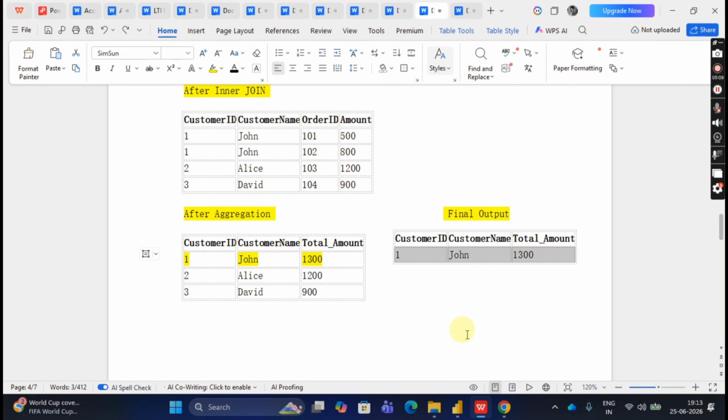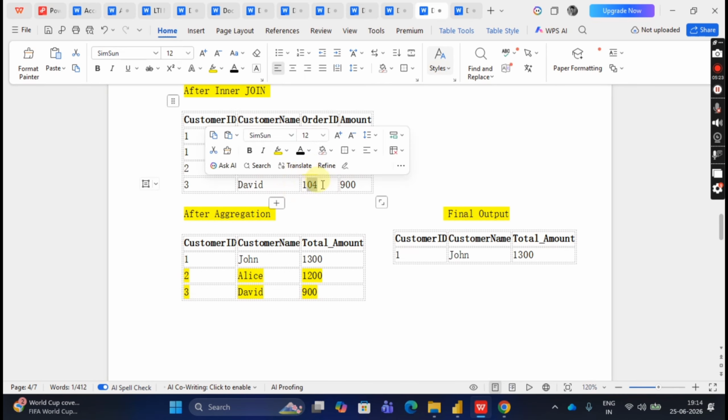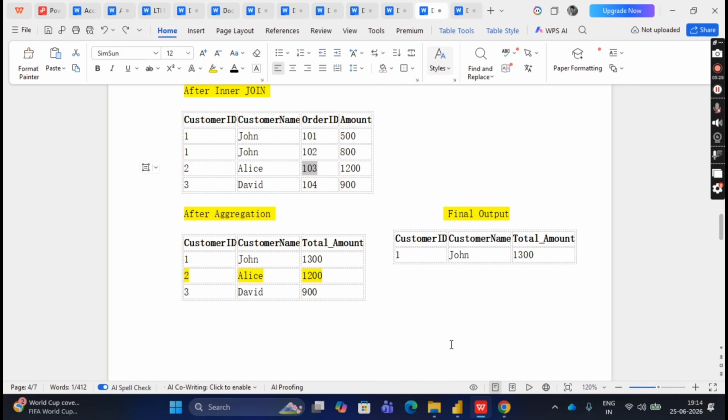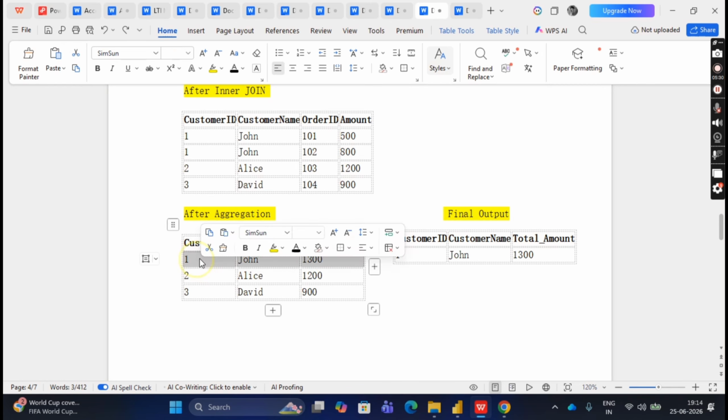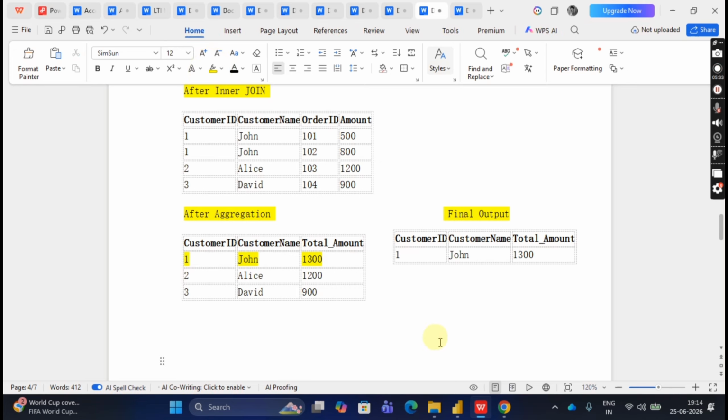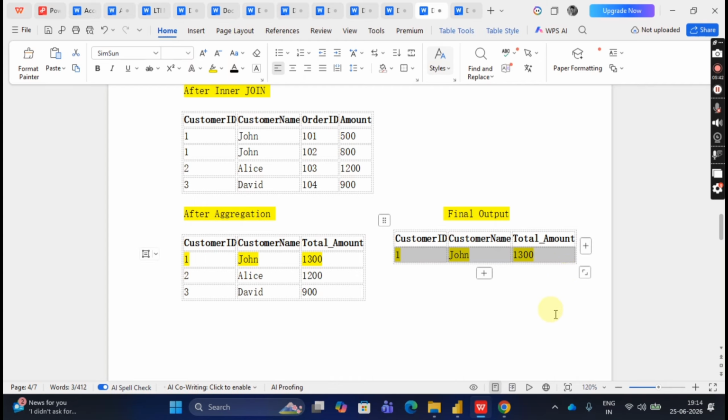But customer IDs 2 and 3, that is Alice and David, do not have multiple order IDs, so there the aggregation will not change anything and their order amounts will remain 1200 and 900 respectively. So after aggregation, John is the customer who has contributed the maximum order amount, because 800 plus 500 becomes 1300, which is greater than 1200 of Alice and 900 of David. So John will be the final output.